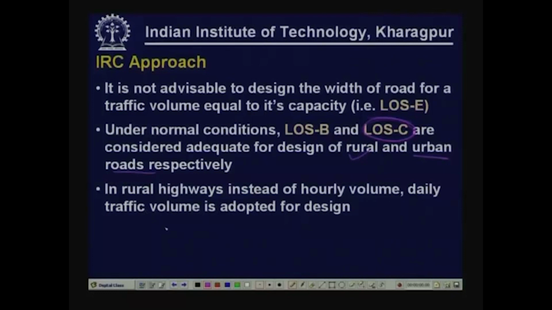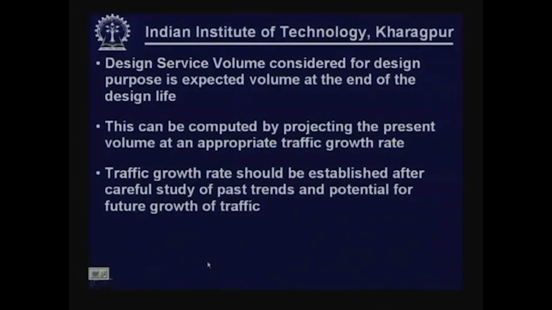In rural highways, instead of hourly volume, daily traffic volume is adopted for design. So, in the IRC manual guideline, daily volume is adopted for design purposes. Obviously, the hourly volume is derived assuming 8 to 10% of the daily traffic as peak hour traffic. So, there is a relation, and the 30th highest hourly volume is also considered, but the IRC code gives capacity in terms of daily volume, not in terms of hourly volume.